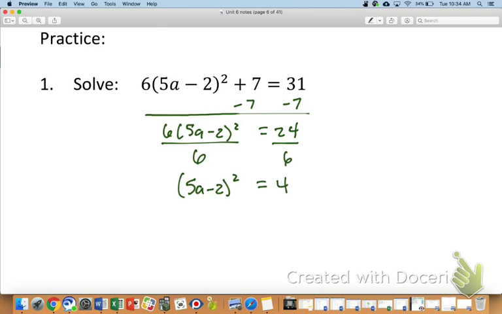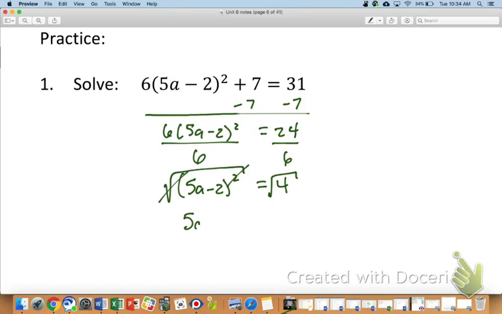Again, we're trying to get the squared quantity by itself, and we did it, right? Yeah, we did. Now, how do I get rid of the squared? Square root. So I square root the left side. I square root the right side. What actually happens on the left side? It gets rid of the parentheses. And the squared, right? I was doing a different method.